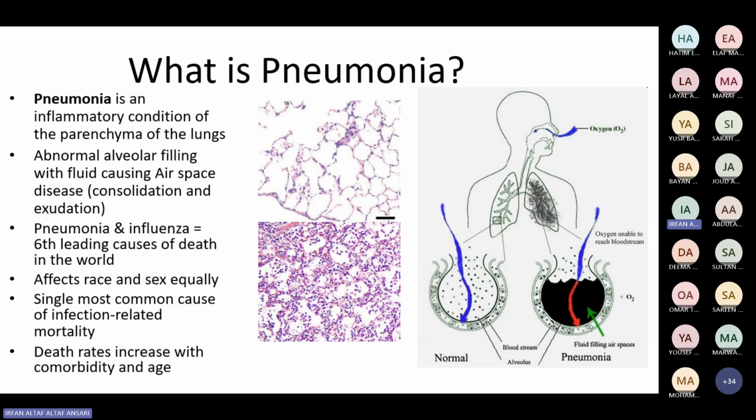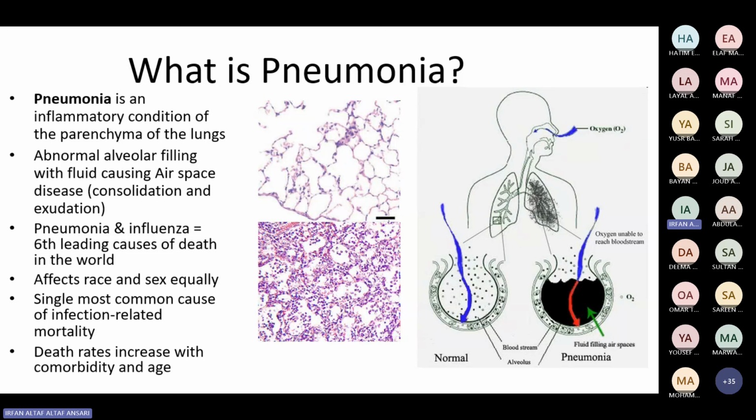Consolidation is always related with pneumonia. Some other conditions can also lead to consolidation, but in general it is related with pneumonia. Okay, pneumonia and influenza. Generally influenza, the flu, if the person's immunity is not good, will set up into pneumonia. It is the sixth leading cause of death. It is a very common cause of death, in the top 10 causes.